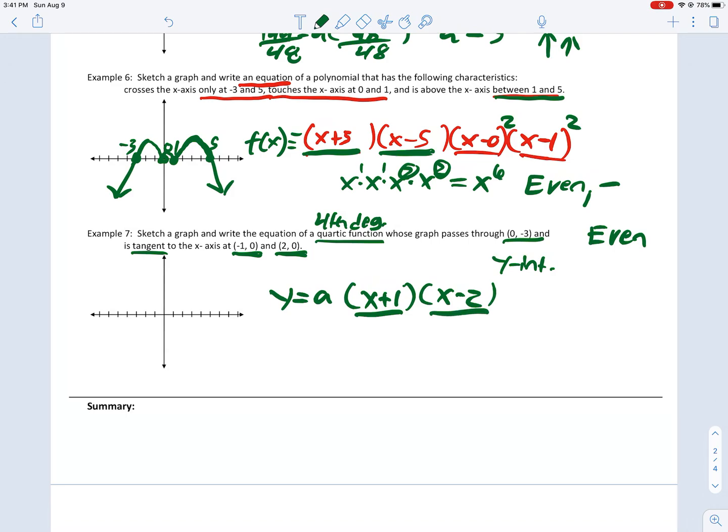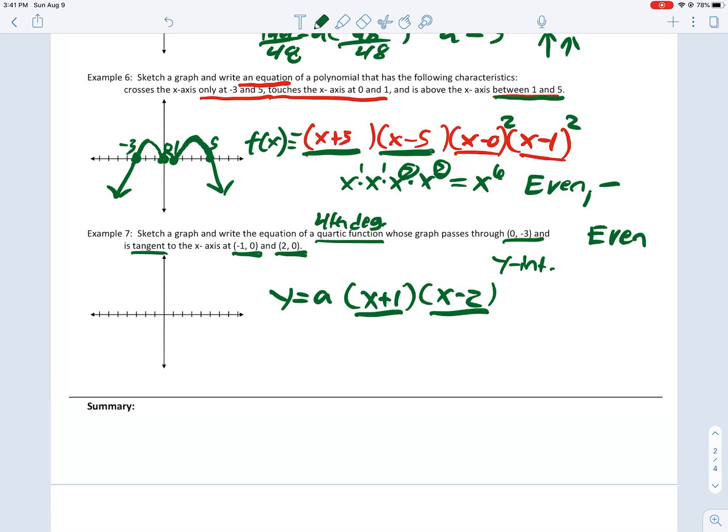Now, what does it mean, tangent? So think back to math 2, right? For most of you, about a year ago. Right? We had circles and you worked with tangent lines. So a tangent line touches the circle at one point. So when it says tangent, that means it just touches the x-axis.